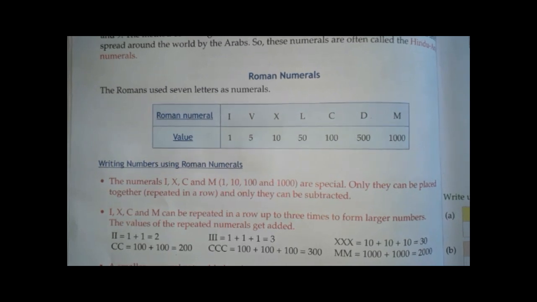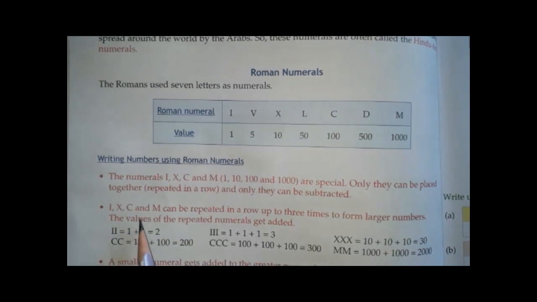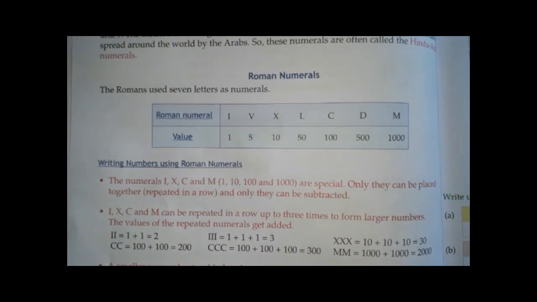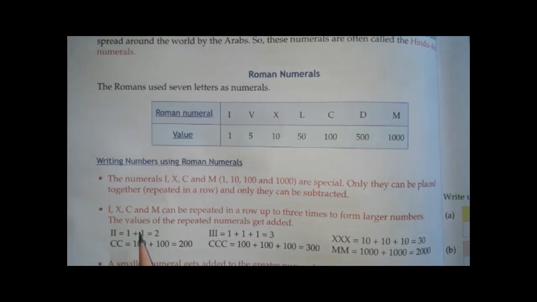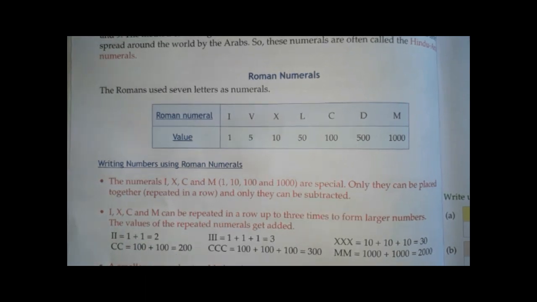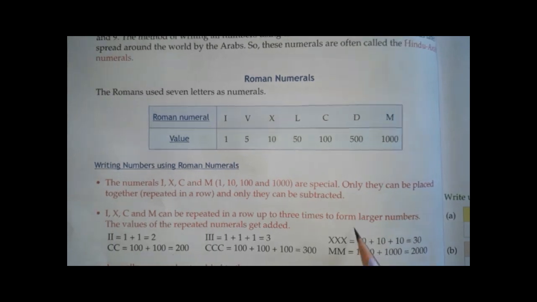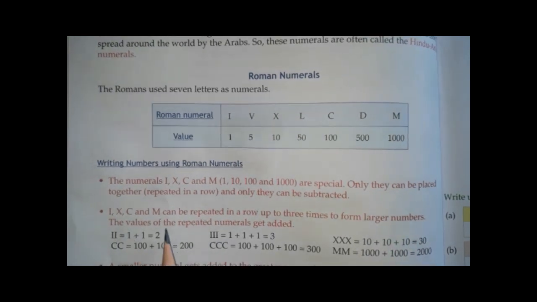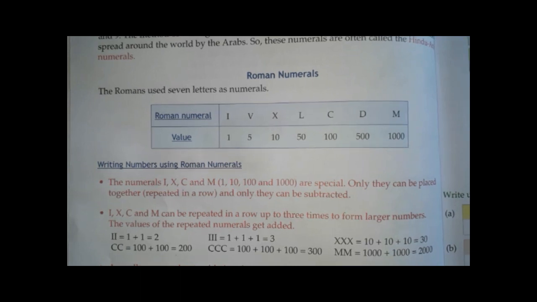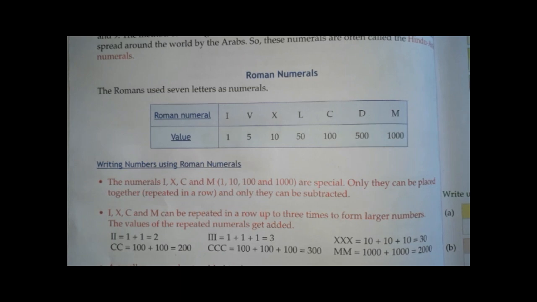Our second rule is I, X, C and M can be repeated in a row up to 3 times to form large numbers. How many times can they be repeated? Up to 3 times only. Up to 3 times they can be repeated to form larger numbers. The values of the repeated numerals get added to one another.